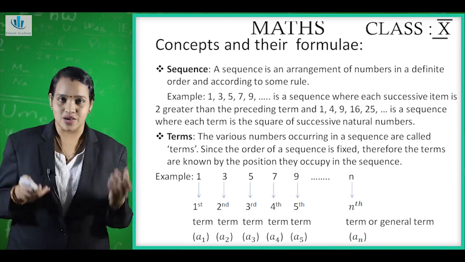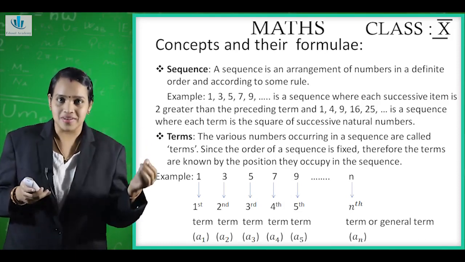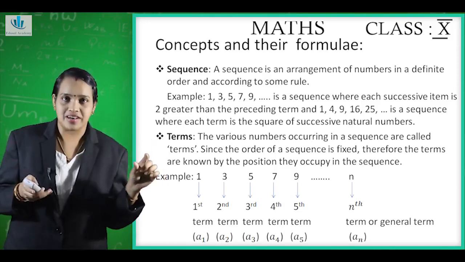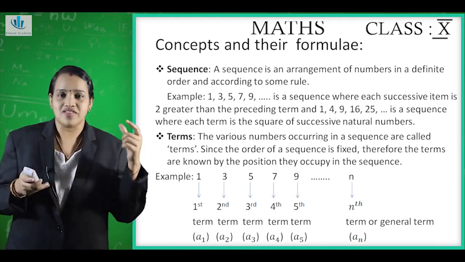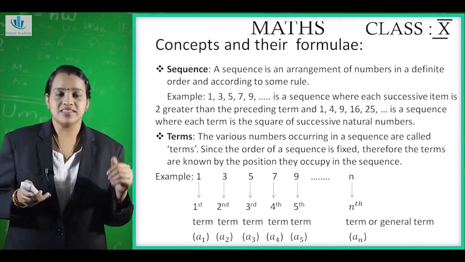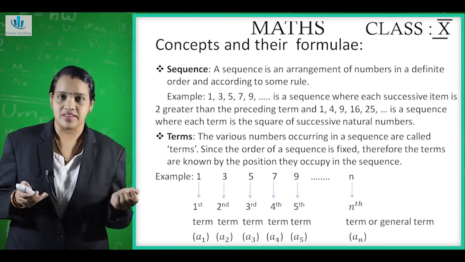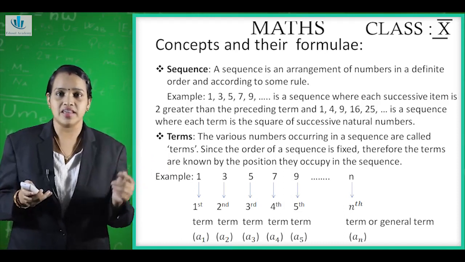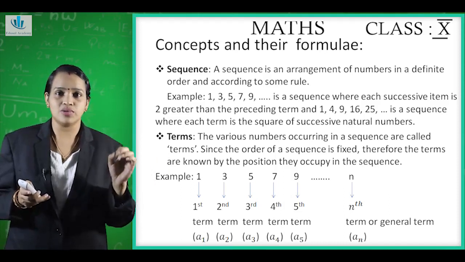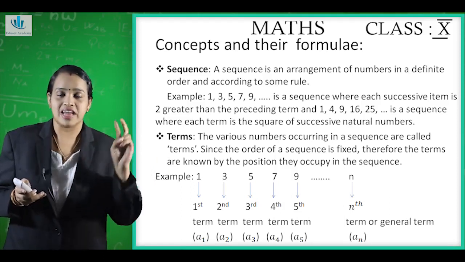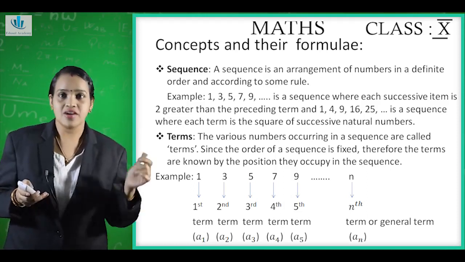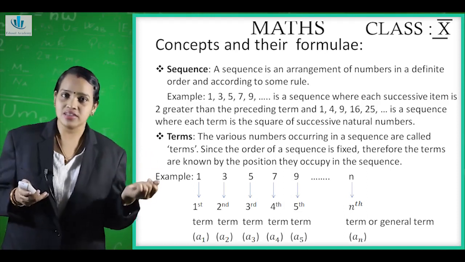What is a sequence? A sequence is where we arrange numbers in a definite order or according to a certain rule. That means when we arrange the numbers, there is a definite order and we need to follow a certain rule. For example, 1, 3, 5, 7, 9, and so on. Each number increases when we add 2. The rule here is that we are adding 2 to each number. That's why it becomes 1, 3, 5, 7, 9 and so on.